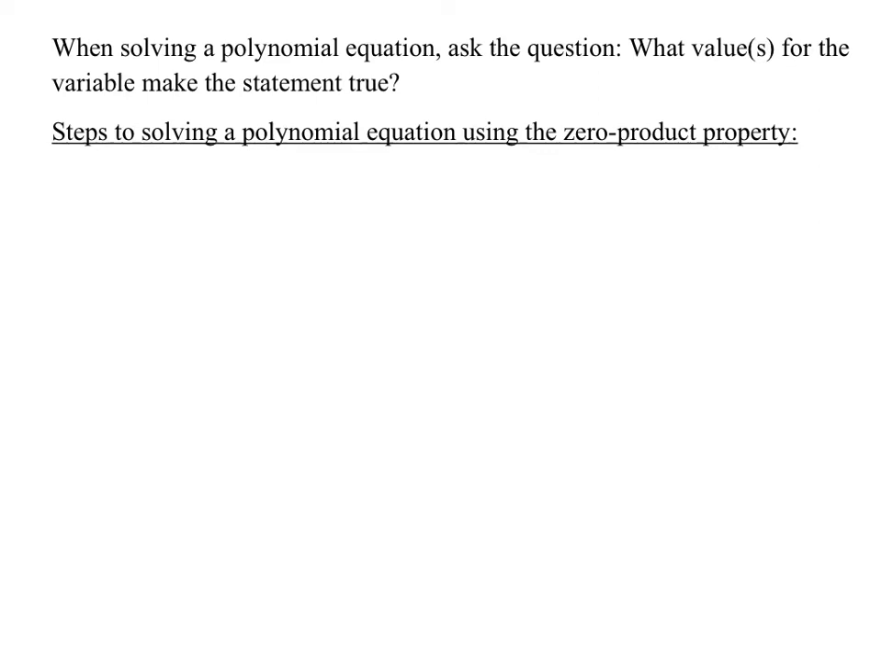Let me give you a really, really simple example. If I had the following on the board, 5 times x times 3 equals 0, what must x be for this to be true? It's got to be 0, because the zero product property tells me that to get 0 as a product, you need one of the factors to be 0. One factor is 5, another factor is 3, and the third factor is x, our variable factor.